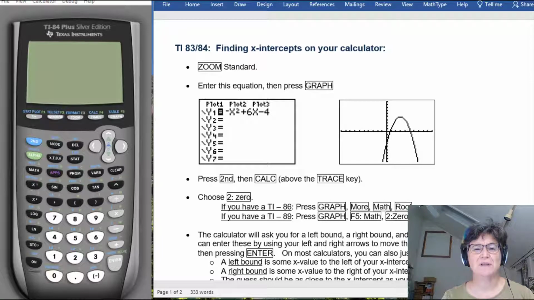Hello and welcome to the 11th of our COCC calculator videos for the TI-83/84, finding x-intercepts on your calculator. So let's run through the example, see how it works.